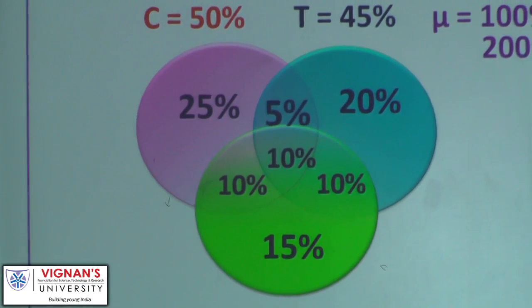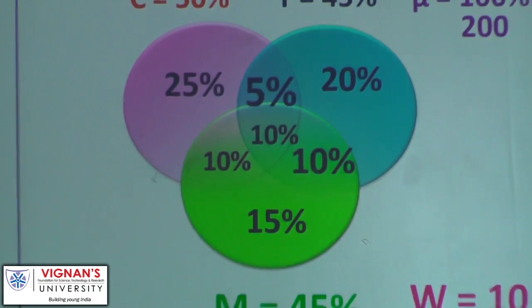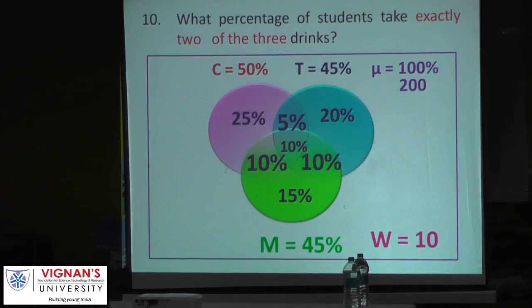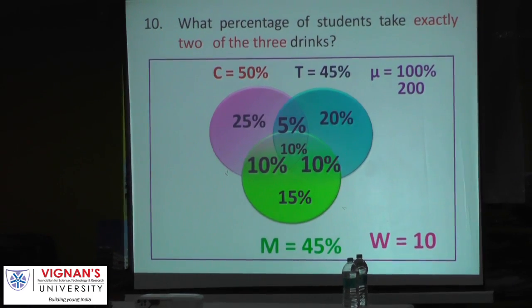What percent? 5 plus 10 plus 10. So total how many? 25%.